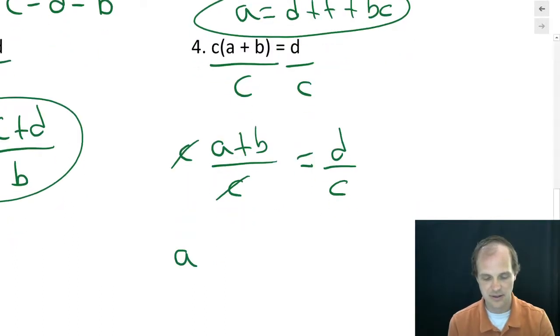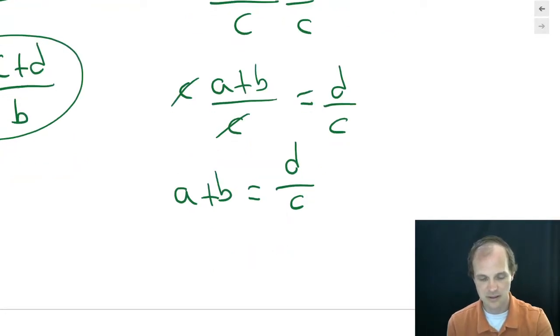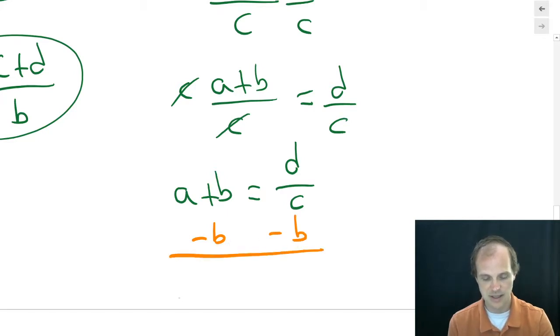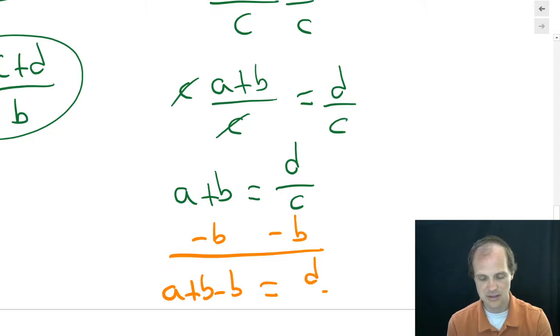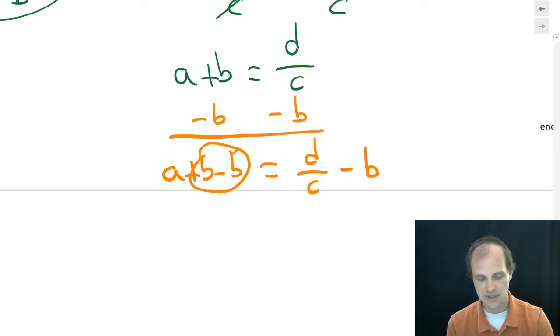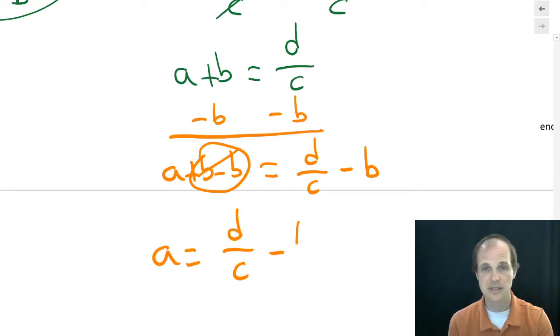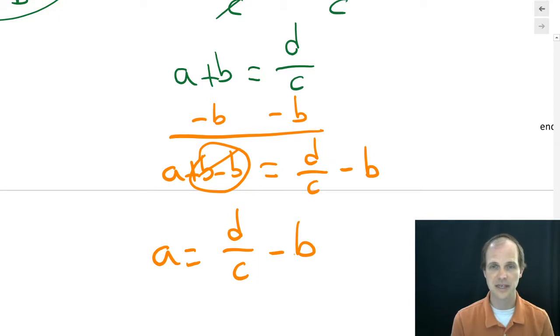And so let me just write that a little cleaner. Now I want to get rid of my B, and so in my next step I'm just going to subtract out B from both sides. And I get A plus B minus B is D over C minus B. On the left, those guys cancel out, and I get A equals D over C minus B.